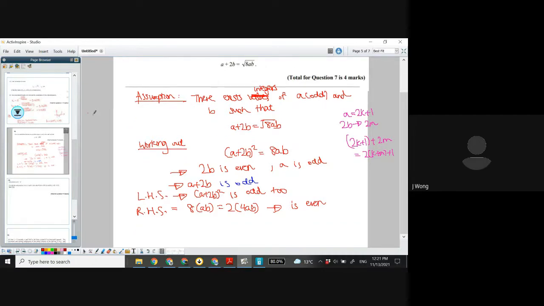So therefore, we arrive at a contradiction because you have the left hand side guaranteed to be odd, whereas the right hand side is guaranteed to be even. So that's why we arrive at a dead end. So you could say, therefore, proved by contradiction that there is no a and b with a odd that satisfy this equation.